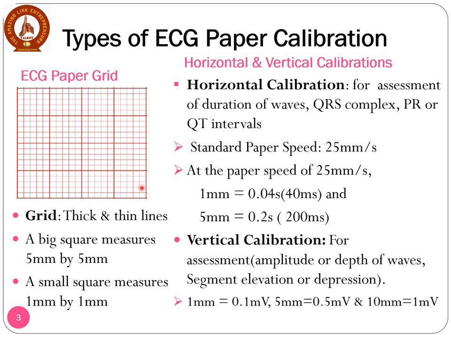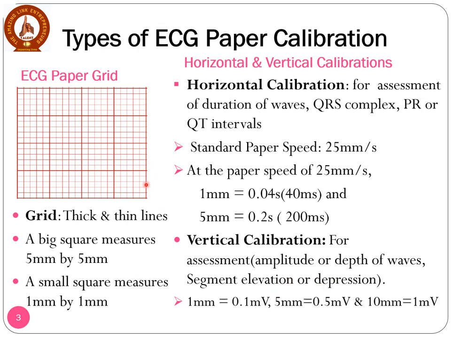Along the vertical axis, there is vertical calibration for voltage assessments. This includes the assessments of the amplitude of the waves or the depth of the waves. It is also important for assessments of segment elevation or depression, be it ST segment elevation or ST segment depression, PR segment elevation or depression. We want to know how far above the isoelectric line the ST segment is positioned or below it is positioned.